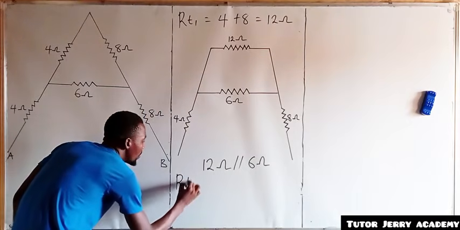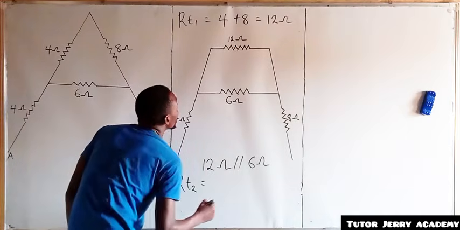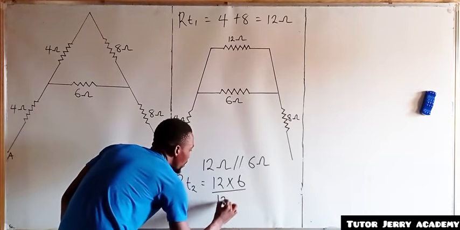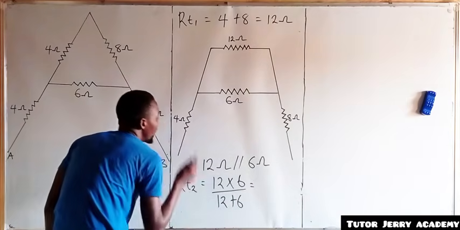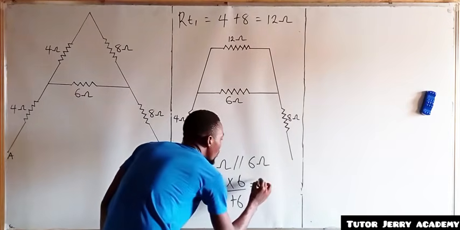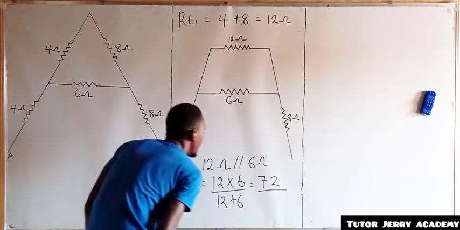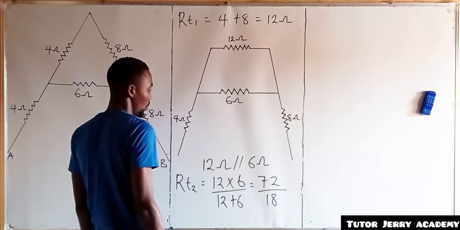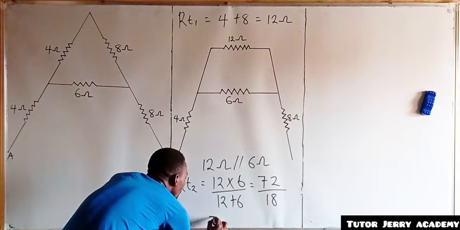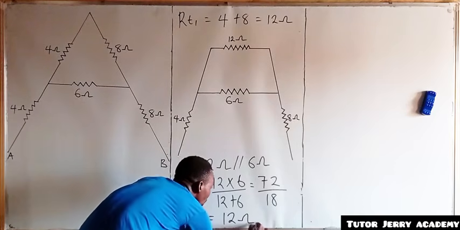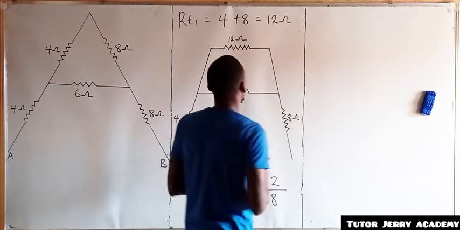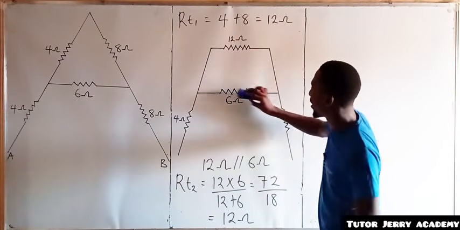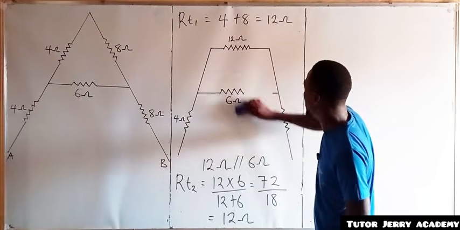So RT2 will be equal to 12 multiplied by 6 all over 12 plus 6. 12 multiplied by 6 is 72. Then 12 plus 6 is 18. So 72 divided by 18 is 12. So this is equal to 12 ohms. So the combination of this and this is going to give us 12 ohms. So we can clean up this part of the circuit.